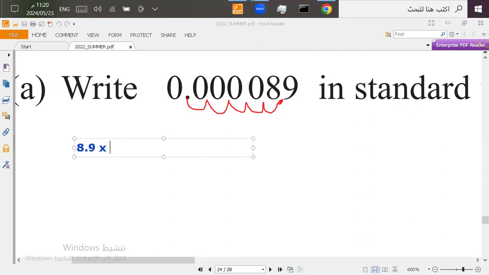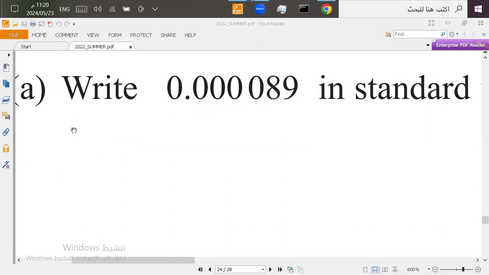And then multiplied by a 10 with a power. Now the power, because I moved that way, will be negative. And because I moved 1, 2, 3, 4, 5 times, it's going to be negative 5. So it's going to be 8.9 multiplied by 10 with a power of negative 5. Now let's move on to the next question.